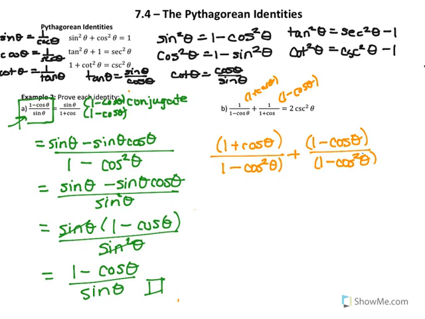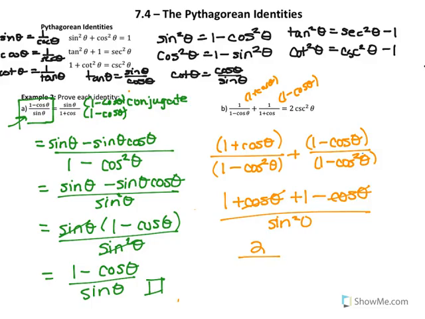And now our bottoms are the same, and I'm going to change them into a sine because that's going to be easier. So we have 1 plus cos theta plus 1 minus cos theta, and this is all going to be over sine squared theta. So this and this are going to cancel, so I have 2 over sine squared theta, and I can change sine squared theta to be cosecant because it's on the bottom, so we have 2 cosecant squared theta, and that's what we were trying to get to begin with. So we are done. So there's our proof.